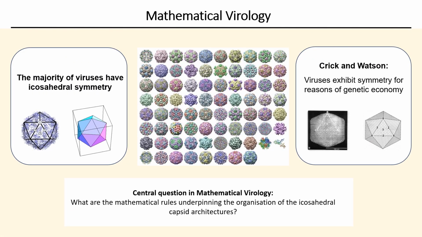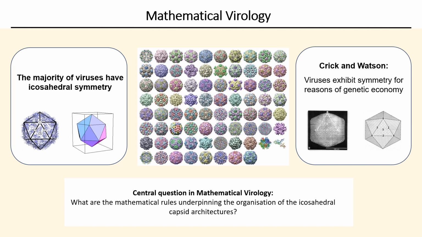A fascinating property of viruses is their high degree of symmetry. The majority of viruses have icosahedral symmetry, which means that they are sharing their symmetry properties with an icosahedral reference frame. They have 5-fold symmetry axes through opposite vertices, 2-fold symmetry axes through the centers of opposite edges, and 3-fold symmetry axes through the centers of opposite faces.